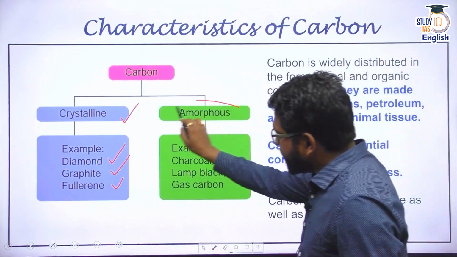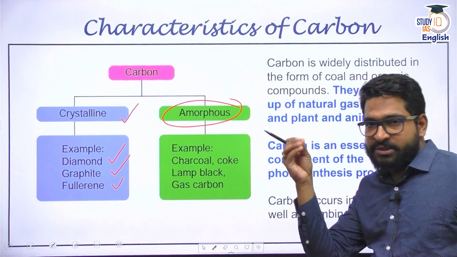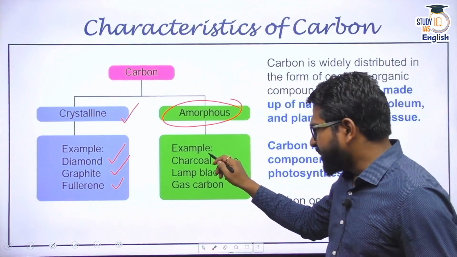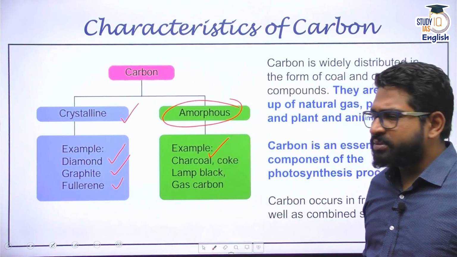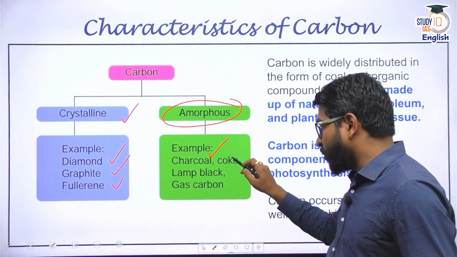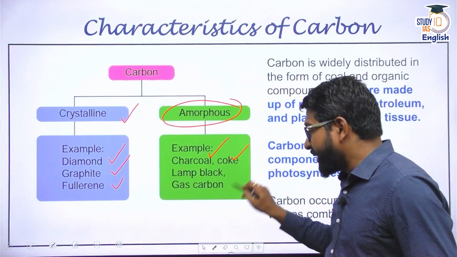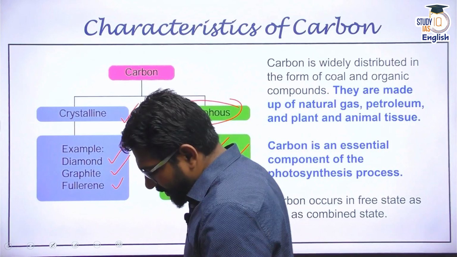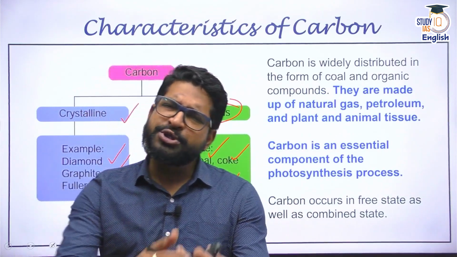Carbon is also present in amorphous form. Amorphous means powdery form. Basically, it is present in charcoal, amorphous, non-crystalline, non-solid form, coke, lamp black, or gas carbon. So carbon is very widely distributed almost everywhere.